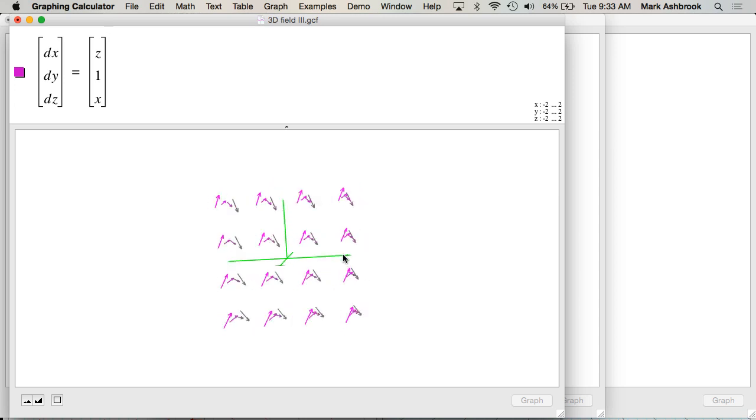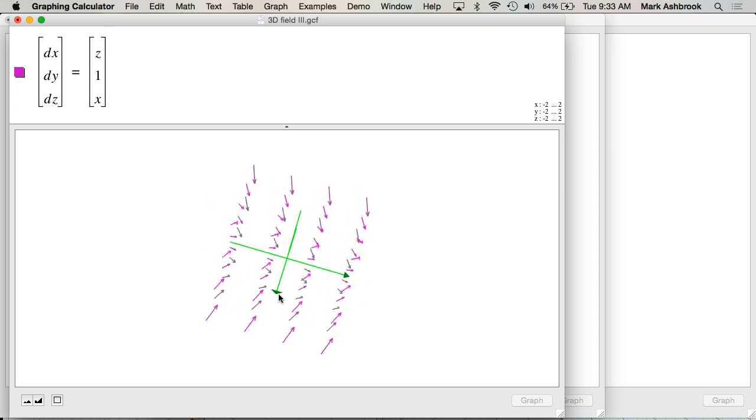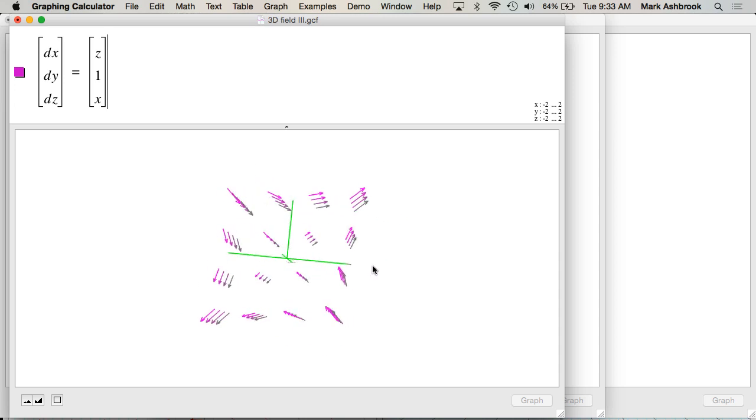Okay. So let's look at the XZ plane. I think that's the one that gives it to you. So how much each of these vectors changes in the x direction is the same as how high up or down you are. Right? If you're up here, these have the greatest change in x, and then a smaller change in x, and then a negative change in x, and then a greater negative change in x. So the horizontal change is your vertical position.